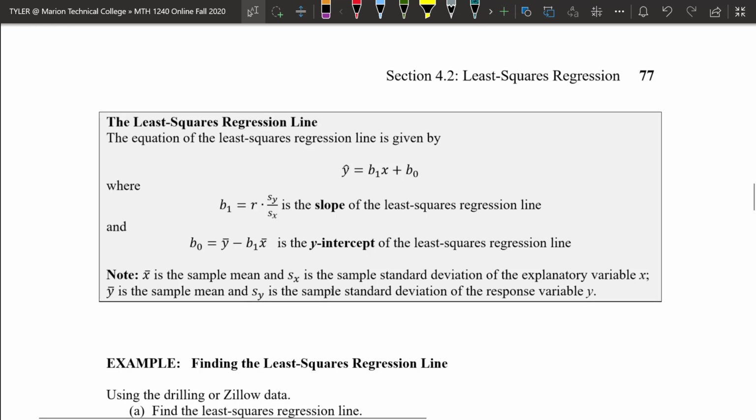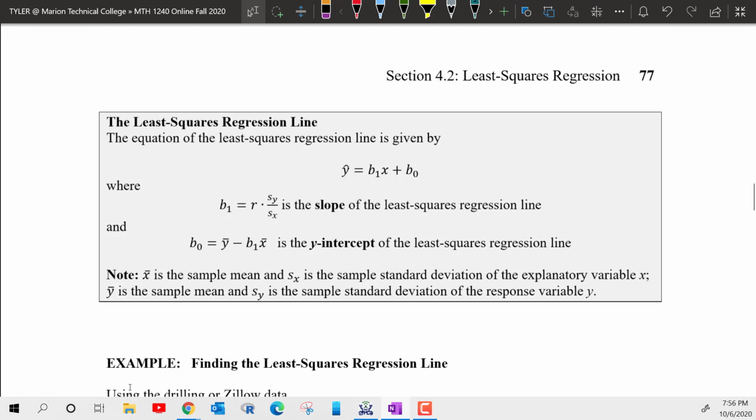All right, so now what we have is we're given the equation of the least squares regression line, and we're given not necessarily new variables, but maybe some different notation. So let's work through this. Let me go off to the side and write some things down.